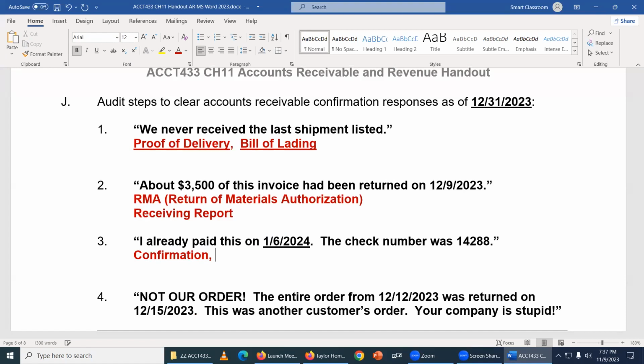Now, you may still go look at the checklist if you want. Bank statement. Deposit slip. If you really wanted to see what actually happened to the check, you could check to make sure that it's okay. But you could just look at this and say, okay, they just told us that they actually owed it on 12/31, or they wouldn't have paid it on January 6th. So this one's actually a confirmation that they did owe it.